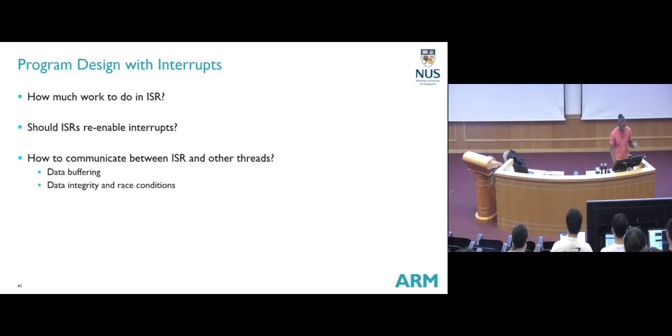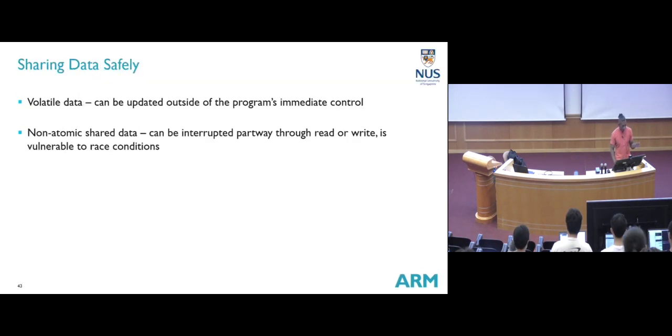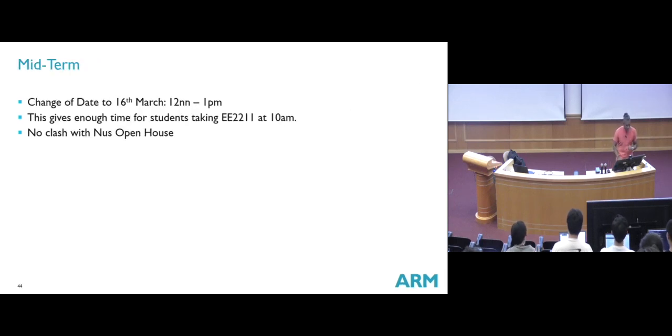Okay, program design with interrupts, I think we have done this before. I will not go through it so much. Sharing data, again like I said, for now we have global variables, but we will have better mechanisms later on when the OS part comes in. So for now, yes, we still have global variables, but we will look at something better later on.